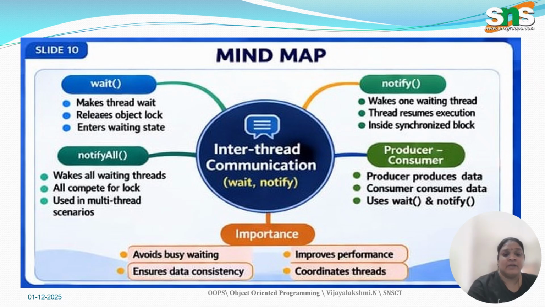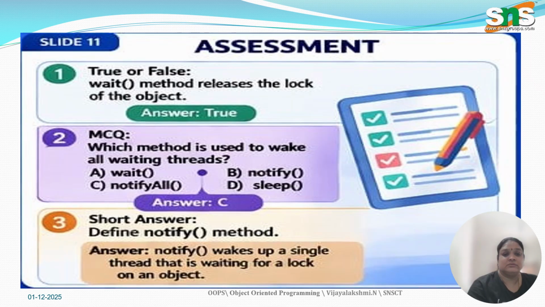This is the small mind map. The wait method releases the lock of the object: true. Which method is used to wake all waiting threads? C, notifyAll. Define the notify method: notify wakes up a single thread that is waiting for a lock on an object.